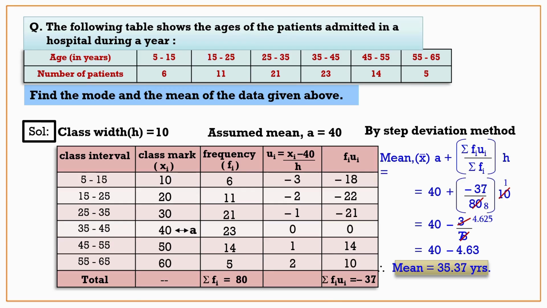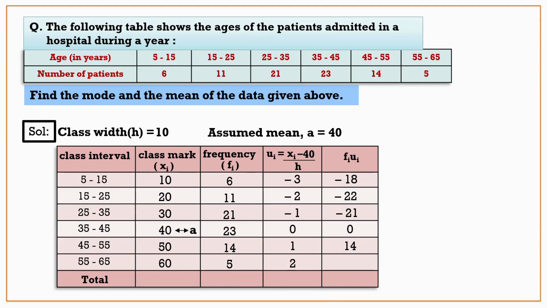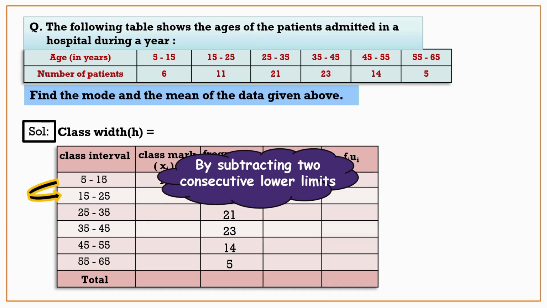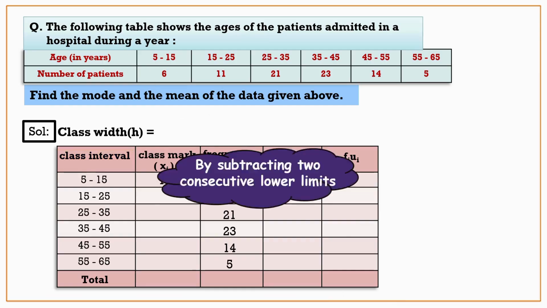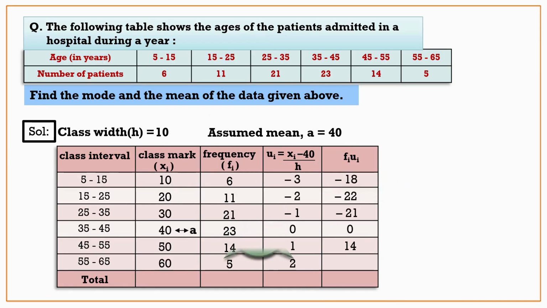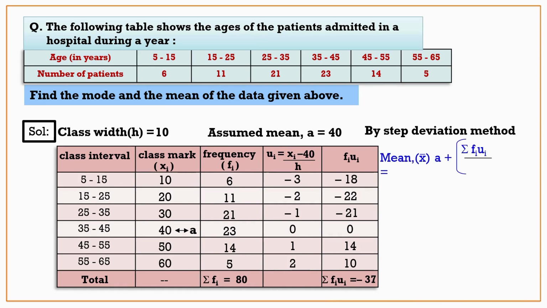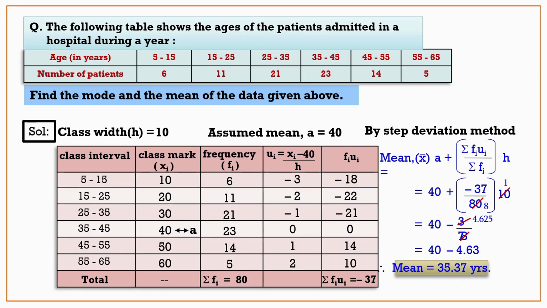So if we take a look at the mode value, what we got earlier, in the mode, we got 36.82 years, and in the mean, we got 35.37. So, more or less, it is close to it, right? Okay, now let's take a look at the next problem.